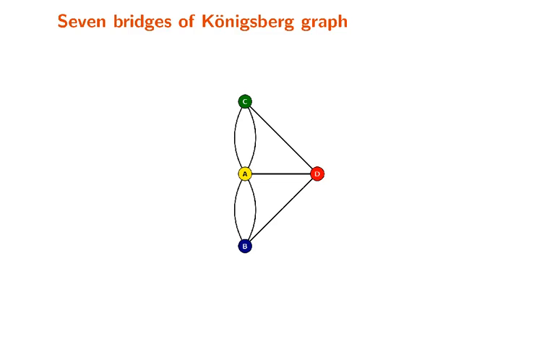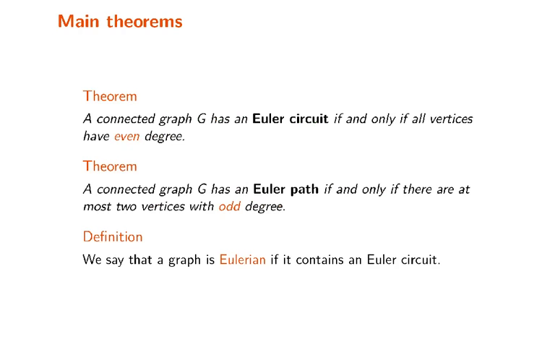Well, Euler did solve the problem, and along the way to solving it he also proved some more general results. He proved that any graph has an Euler circuit if and only if all vertices have even degree. So he gave a complete characterization of all the graphs that have an Euler circuit. That's the only thing that we have to check. If all the vertices have even degree, then we have an Euler circuit, otherwise not.